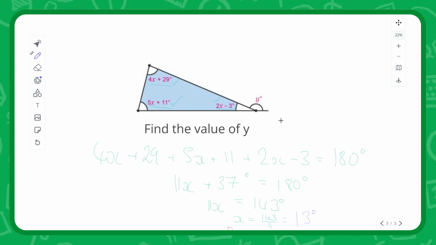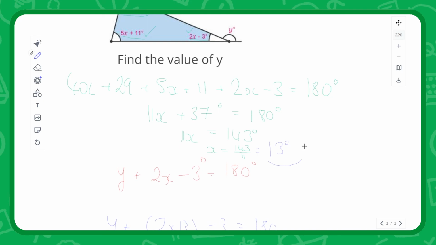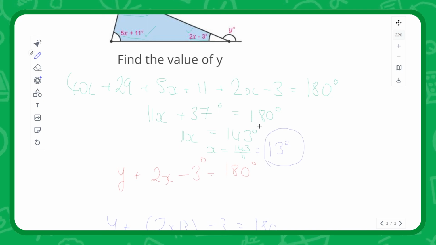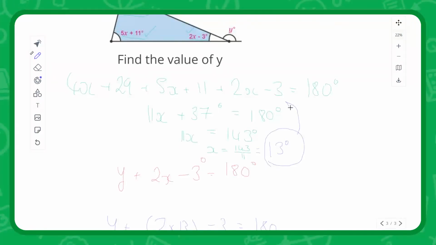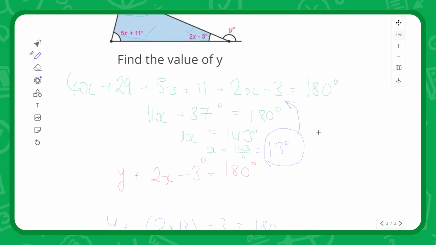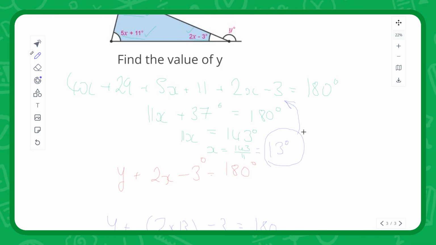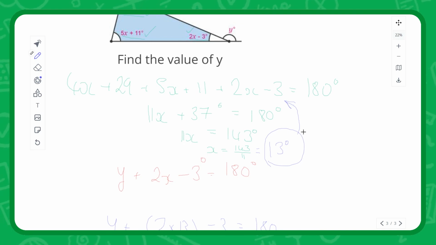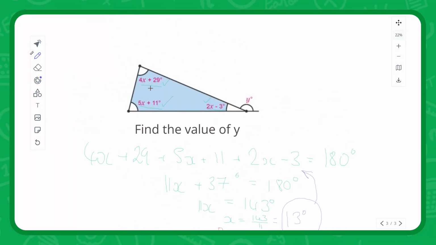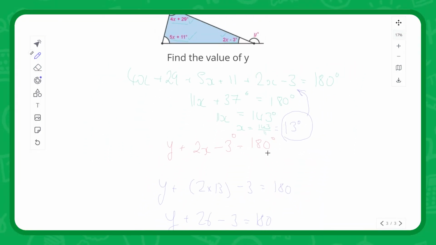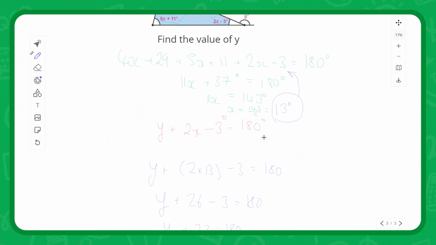One last thing we could do to check our values is to substitute in this value of x to see if that makes up 180 degrees when put in here. And if we put in that, do 13 times 4 plus 29 plus 5 times 13 plus 11 plus 2 times 13 minus 3, that all does come out to equal 180 degrees. And I encourage you guys to give that a try at home to recheck it, but that is a fairly long-winded solution. This gives you an idea of the kind of problem solving you'll be doing in algebra, both between this and the previous problem.